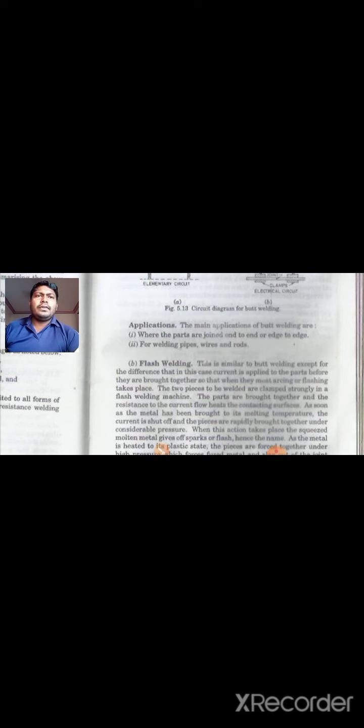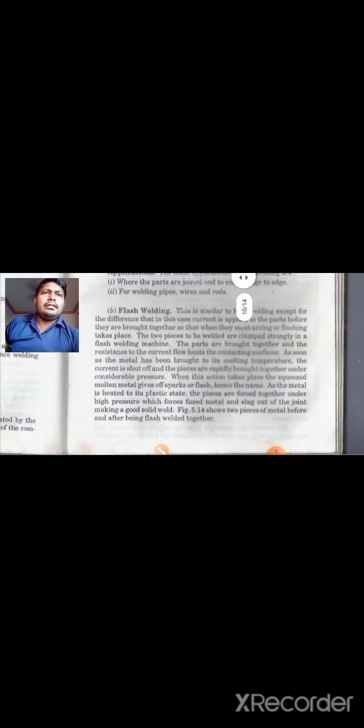Now students, coming to flash welding. This flash welding is similar to butt welding, except for the difference that in this case current is applied to the parts before they are brought together so that arcing or flashing can take place. The two pieces to be welded are clamped strongly in a flash welding machine. The parts are brought together and the resistance to the current flow heats the conducting surface.